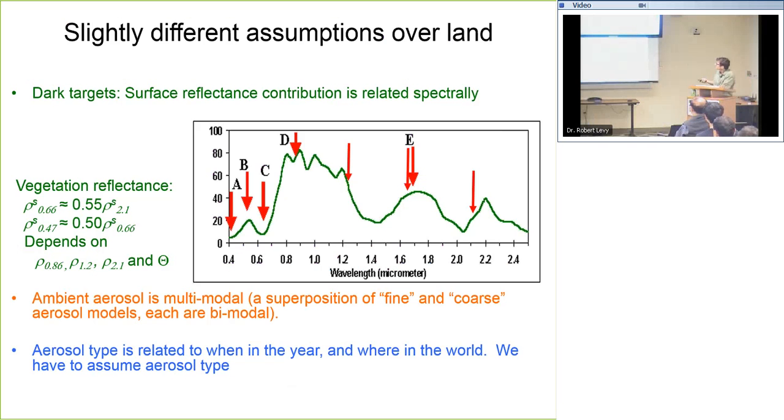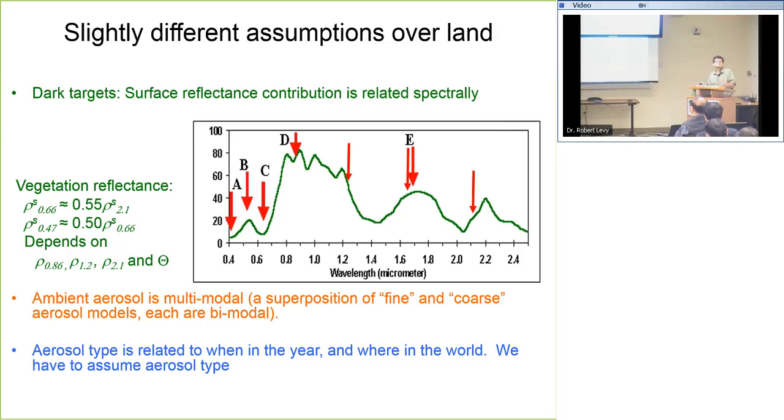We have slightly different assumptions over land. Jorm Kaufman had discovered that, and part of it was Andy Wald, who also worked here. He's sitting back here. They had papers that looked at dark land surfaces and found pretty consistent relationships between the red channel and the 2.1 channel. If you look at a lot of vegetated areas, the surface reflectance in the red channel is about half of the surface reflectance at 2.1. And the same thing with blue to red.